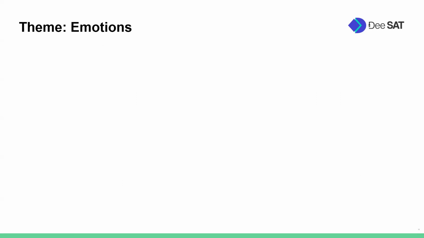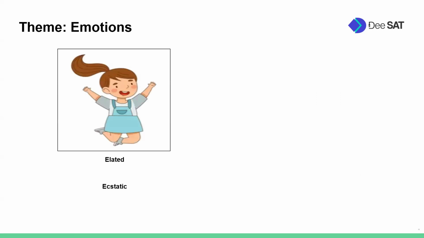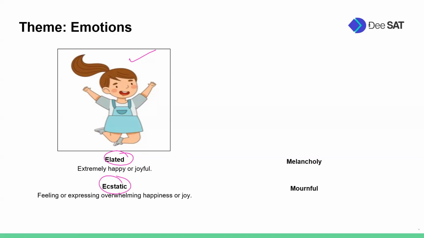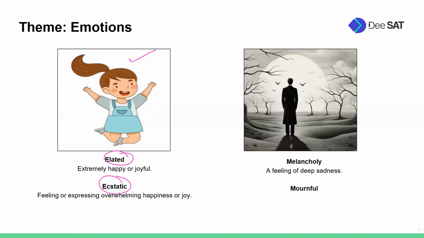The first one is emotions. We have two words related, elated and ecstatic. Let's try to guess the meaning. Both of these words mean when a person is very, very happy. So this is a positive kind of emotion that you're talking of. Other two words in the same context would be melancholy and mournful, both of which are talking of a negative emotion, as in sadness or despair or regretting the loss of something.